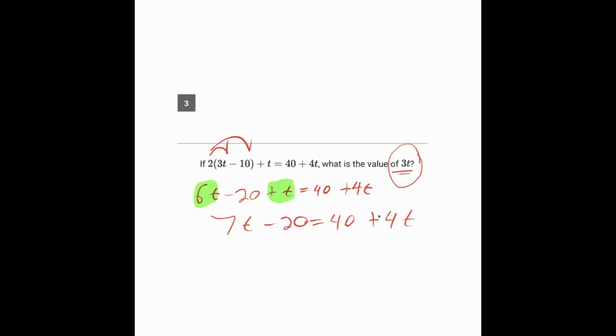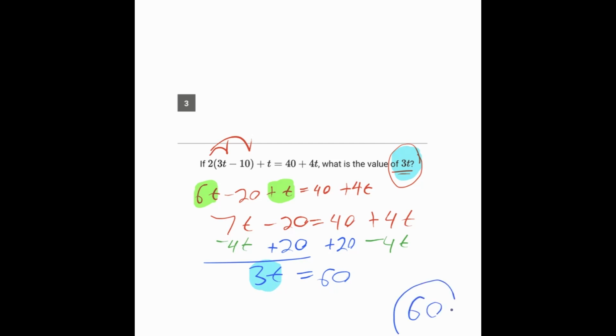Now, in one fell swoop, we can take away 4t from both sides and also add 20 to both sides. So that'll give us 3t on this side and 60 on this side. So like we said, what we were looking for is not t, it's 3t. So we're better off just stopping right here and never getting tempted to enter 20 in as our answer. So the answer here is 60.